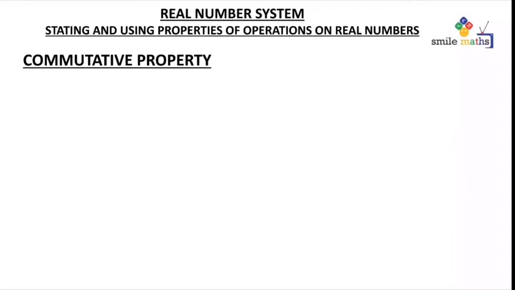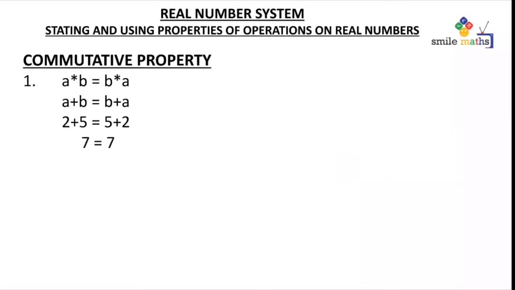Now let's look at the commutative property. What it means is that A operation B should be equal to B operation A. If that is true, then it is a commutative property. So A plus B should give us B plus A. When we have 2 plus 5, it will give us 7. Likewise, 5 plus 2 gives us 7.